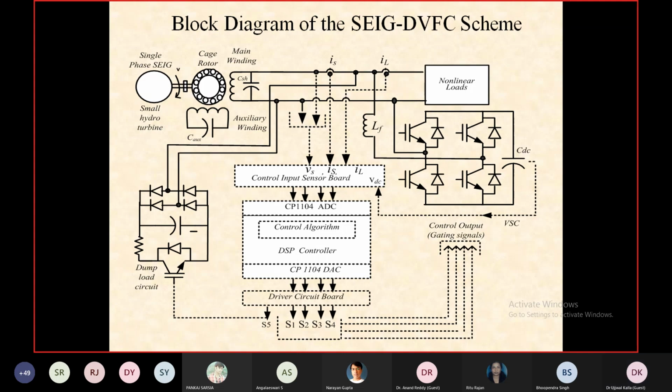Now, the problem comes into the picture when we increase the load. When we increase the load, the system will require an adjustable reactive power. In the dump load system, what did we do? We made that load constant.